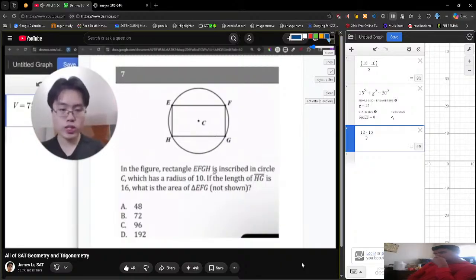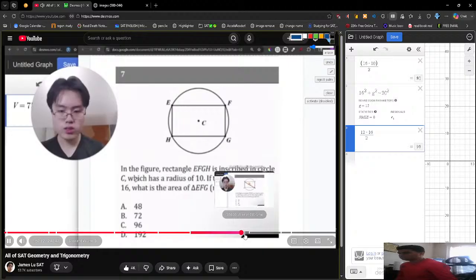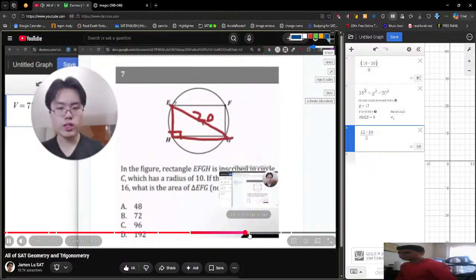Okay. But the general strategy for inscribed shapes is you have to find the common length between the two shapes. What I mean by that is, what length can we work with between the two shapes? If we can find what the common length is, there's going to be at least one length in common between the two shapes, and we can use that length to convert between the two shapes. Okay, so in this case, which has a radius of 10, we're trying to find the area of this.